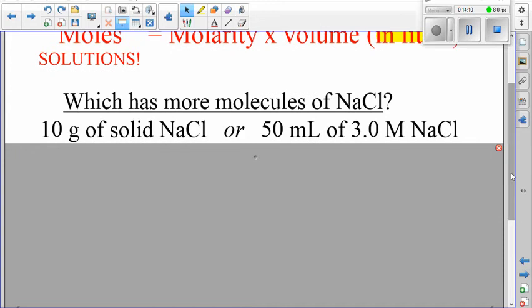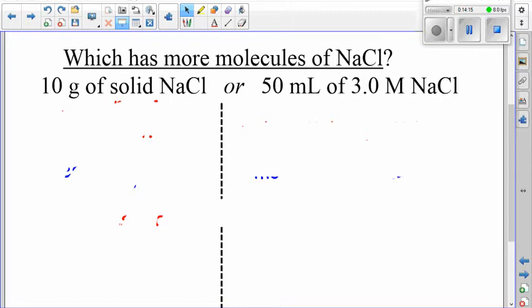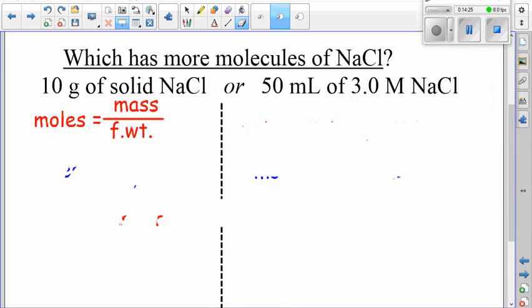So on the left, hopefully this is something that you guys can do in your sleep. Hey, it's a pure substance. It's solid NaCl, pure substance. So what equation can we use? Moles equals mass over formula weight, right? Because it's a pure substance. So my moles will be equal to my mass, which is 10. What's the formula weight of NaCl?